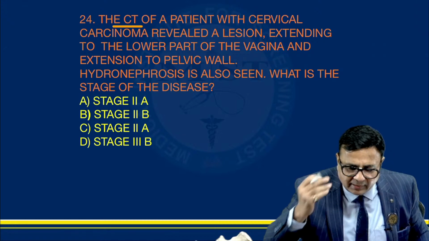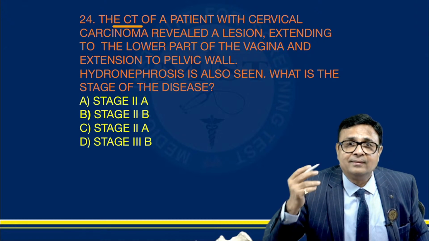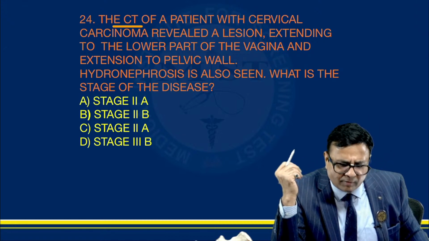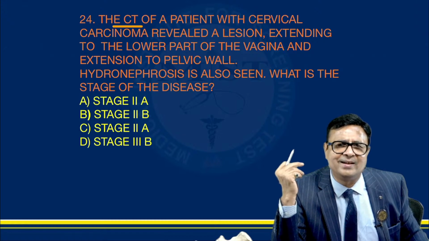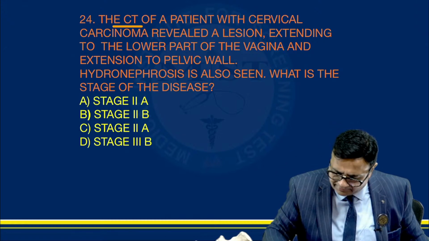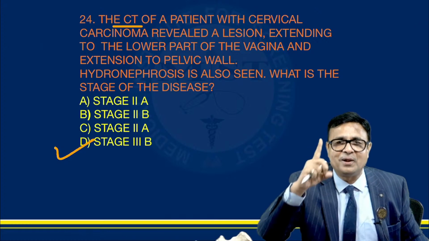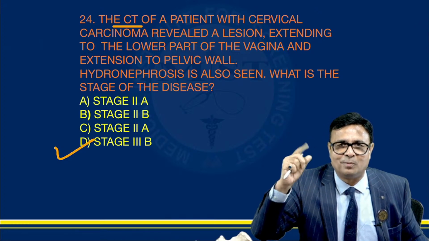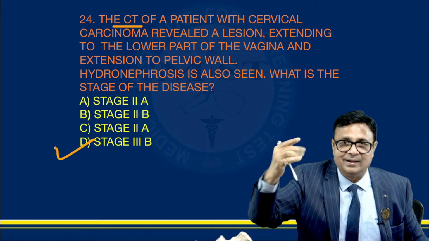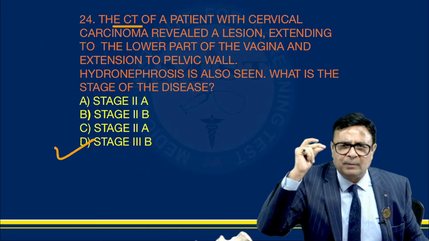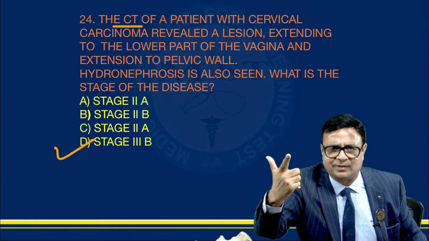Everyone has answered D, that is, it is 3B. So if hydronephrosis develops in cervical carcinoma, it is 3B. Let me quickly revise the staging of cervical cancer.